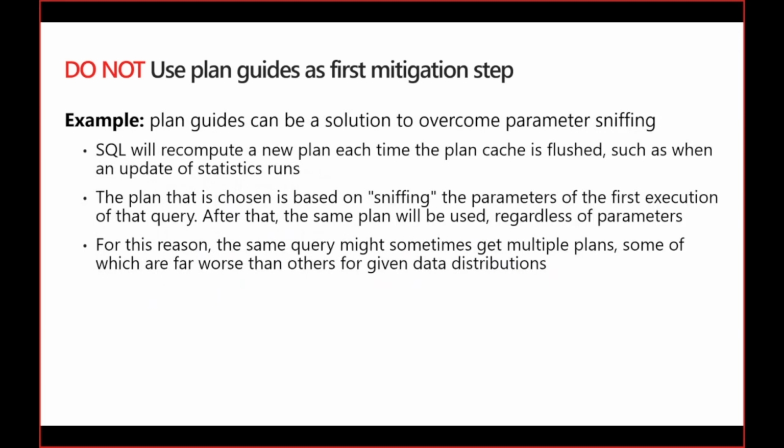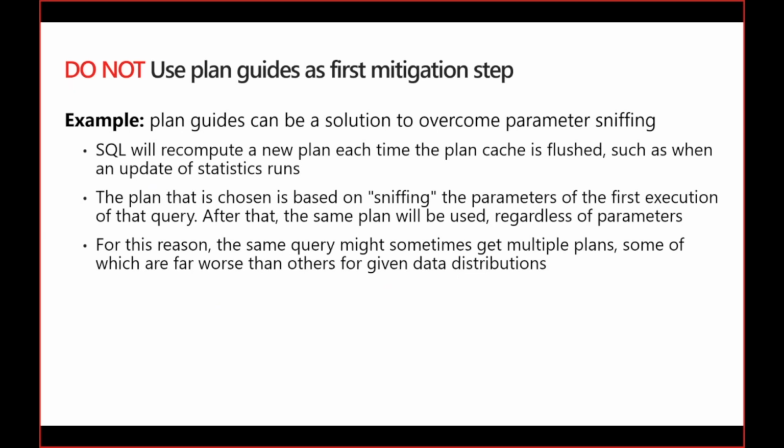So let's go back to the plan guide. Here I highlight one example, which is also an example you should all be aware of. Could be, for example, the fact that we use parameterized queries. And it could be a solution to use a plan guide to overcome parameter sniffing. What happens is that SQL will recompute a new plan each time the plan cache is flushed. For example, when an update statistics run is done.